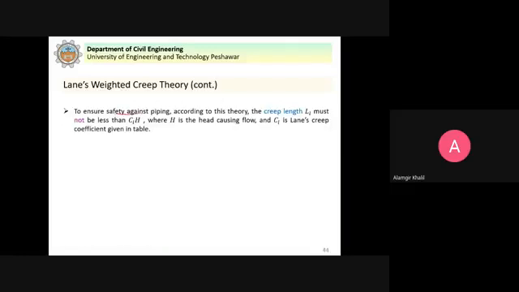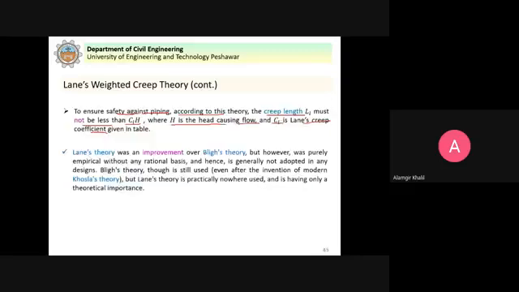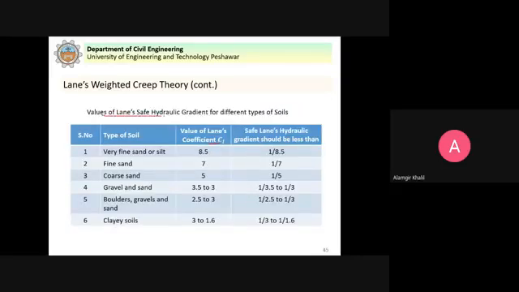To ensure safety against piping, according to this theory, the creep length must not be less than CL times H, where H is the head causing flow and CL is the Lane creep coefficient, and he gave these values later on in this table for the C. This is against the Bligh's coefficient. Clear? So values of Lane's safe hydraulic gradient for different types of soils. For different types of soil, Lane gave these values for his coefficient. And then the gradient should be less than these values for safety against piping.